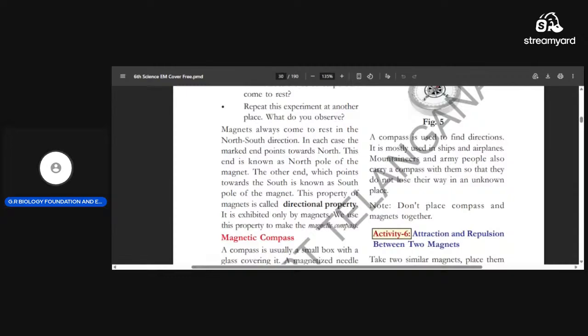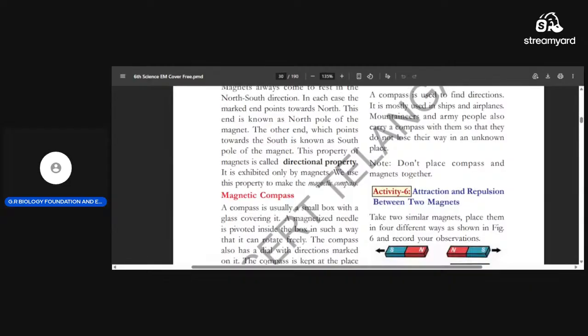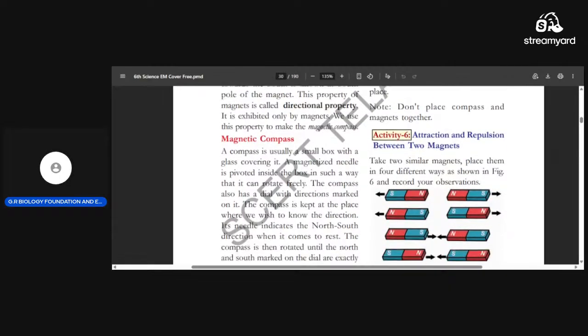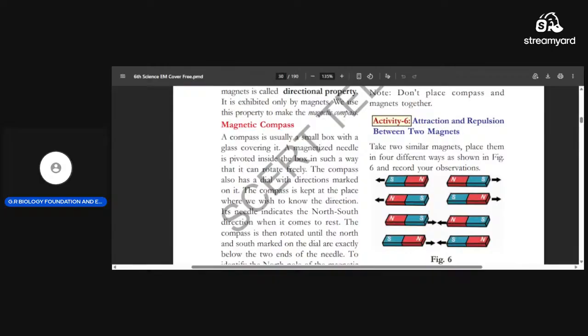This directional property we will use to make a magnetic compass, which we will use to find out the direction of a place. A magnetic compass is usually a small box with a glass covering it. A magnetized needle is positioned inside the box in such a way that it can rotate freely. The compass also has a dial with the directions marked on it.